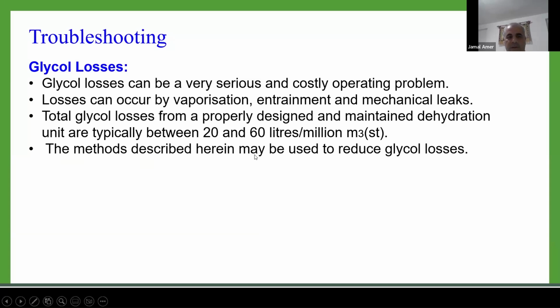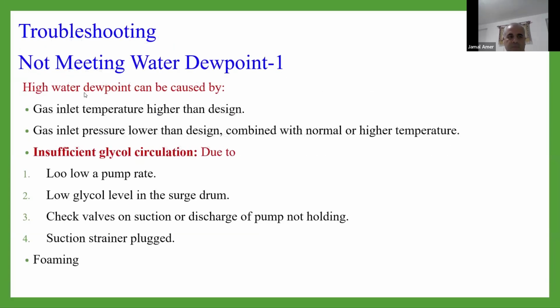This is described here. If we have some problem, we don't meet the dew point of the gas. What is the reason? Why didn't we meet it? Here, high water dew point could have different causes. Many reasons could affect this. Gas inlet temperature higher than design. Gas inlet pressure lower than design, combined with a normal or higher temperature.